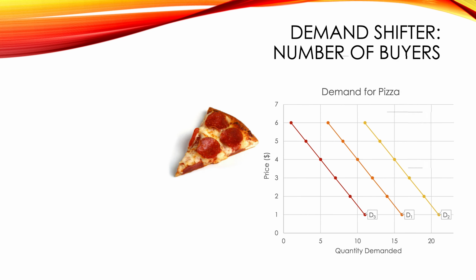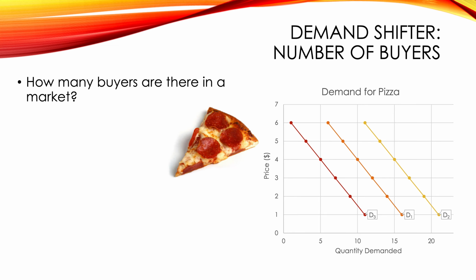The next demand shifter is number of buyers. So with this one, the question is how many buyers are there in a given market? Maybe it's the physical number of people that are living in a certain area. Maybe it's the types of people who are living in that area, right? So if you have more young people, they're going to demand different things than people who are older. Or maybe it's an area that was pretty rural and now a lot of people are moving there, so there's a bigger literal population. So this one's also pretty straightforward. If there are more buyers in a given market, you're going to see an increase in demand, and that's going to shift demand to the right.